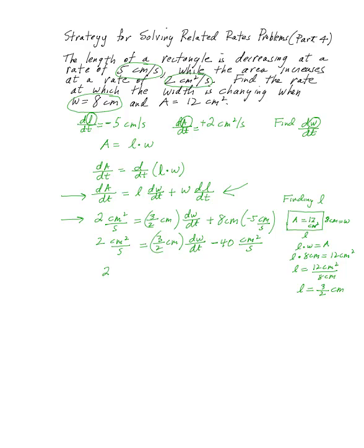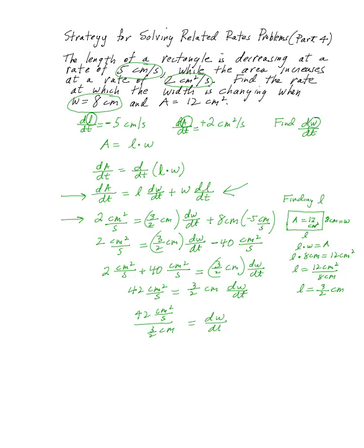So I want to add the 40 square centimeters per second to each side, because I'm trying to isolate what I'm viewing as a variable I'm solving for, dW/dt, on one side. So I get 42 square centimeters per second equals 3/2 centimeters times the derivative of W with respect to t. So now divide both sides by 3/2. And that's the rate of change of the width with respect to time.